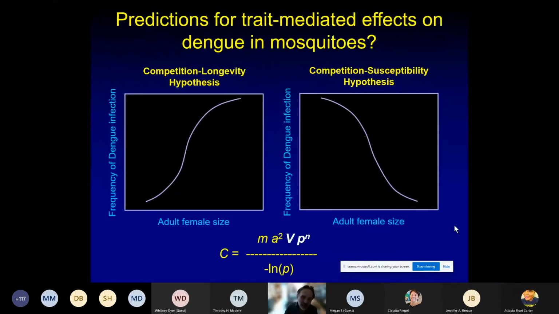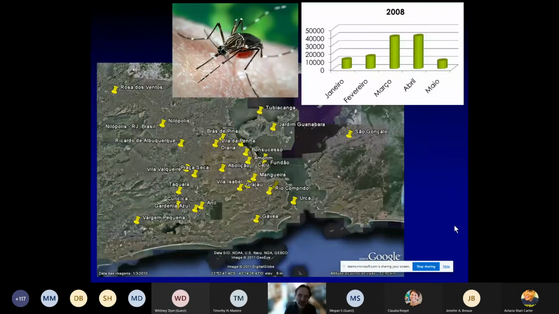We were interested in this, and we being me and colleagues at Oswaldo Cruz in Rio de Janeiro, Brazil, investigated the relationship between frequency of dengue infection and adult size for field-collected Aedes aegypti. This was during a major outbreak of dengue in Rio de Janeiro in 2008. And you see the data on the number of human cases of dengue in Rio. It was a massive outbreak.